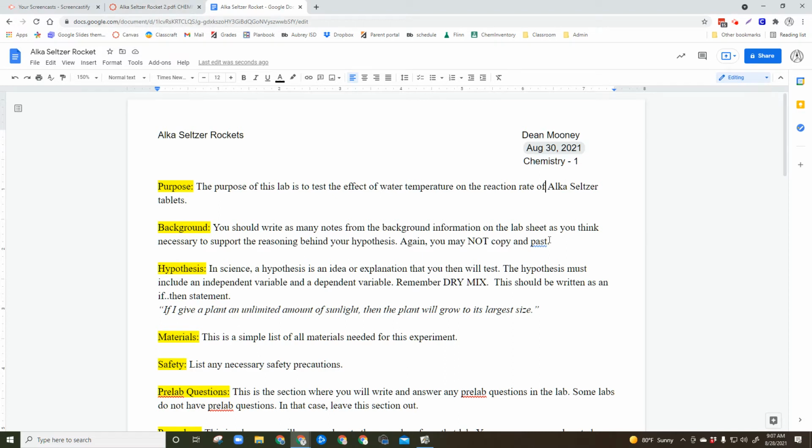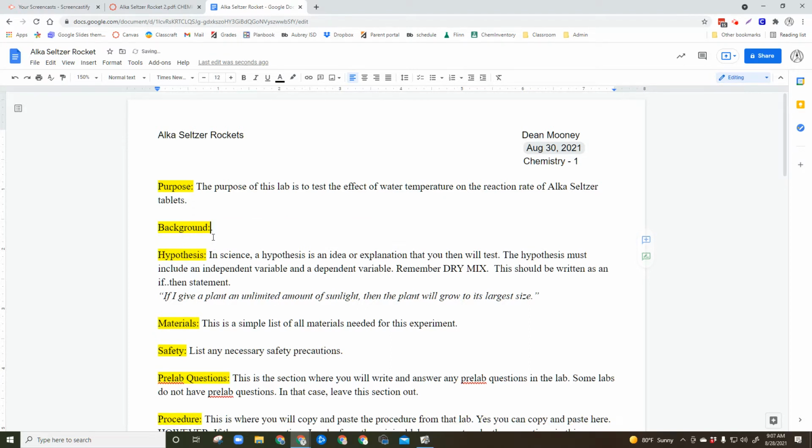All right, background. You should write as many notes from the background information on this lab sheet that you think are necessary to support the reasoning behind your hypothesis. So the hypothesis is the next thing that we're going to do after the background. Again, you may not copy and paste. That's a misspelling. I'll correct that later. All right, so I'm going to erase this.